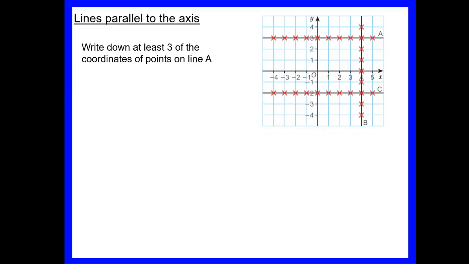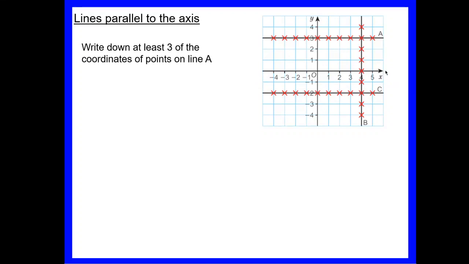Okay, so today then to start with, we're going to have a look at lines parallel to the axes. So how do we find the equations of these lines? When we say parallel to the axes, we've got our y-axis here, our vertical axis. We've got our x-axis here, our horizontal axis. Now line A is parallel to our x-axis. Line C is also parallel to our x-axis.